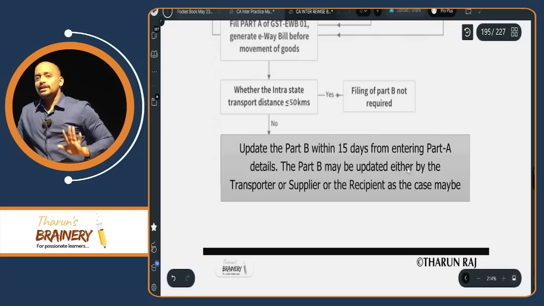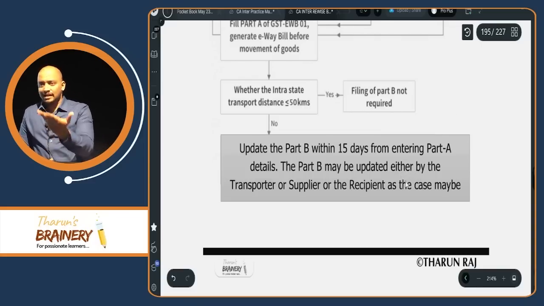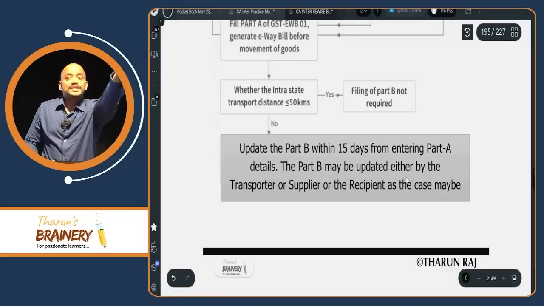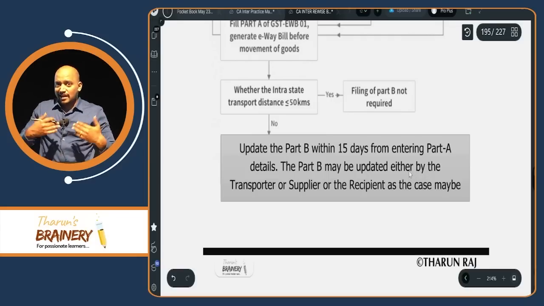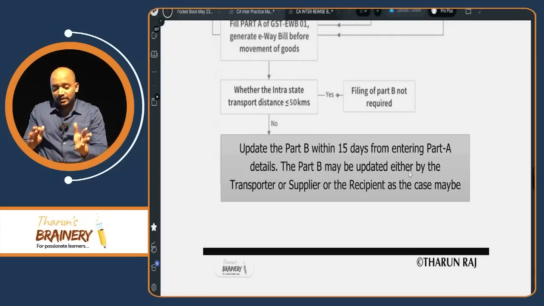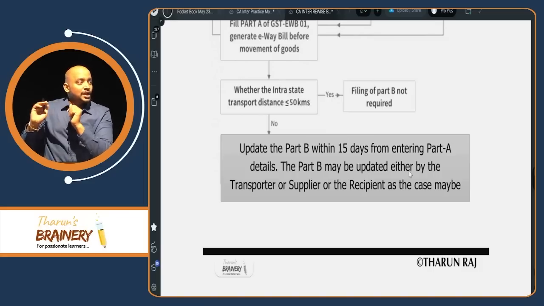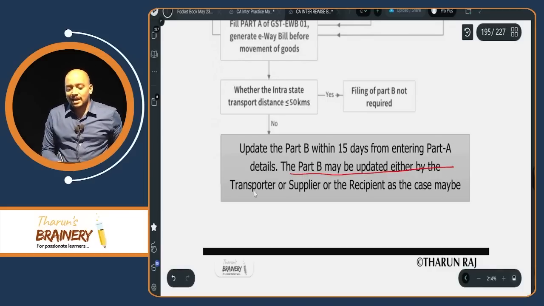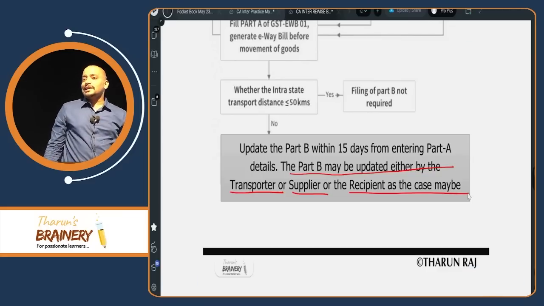Suppose it is the seller's own vehicle, seller will enter Part B. Suppose you are sending your vehicle, in that I am loading the goods and sending. So it is the recipient's vehicle, so recipient will enter. Suppose we are not owning any vehicle, there will be one third party transporter. So we hand over the goods to the transporter. Now who will enter the vehicle number? Transporter. So Part B may be updated either by transporter or supplier or recipient as the case may be. Understood? So generally Part B contains what? Vehicle details.